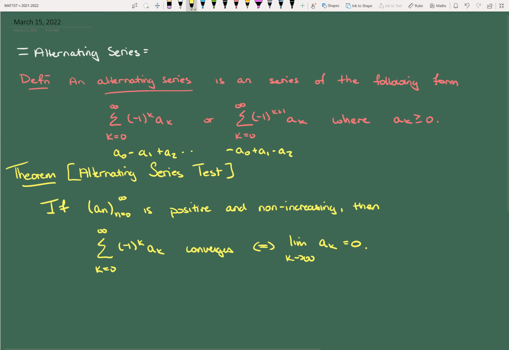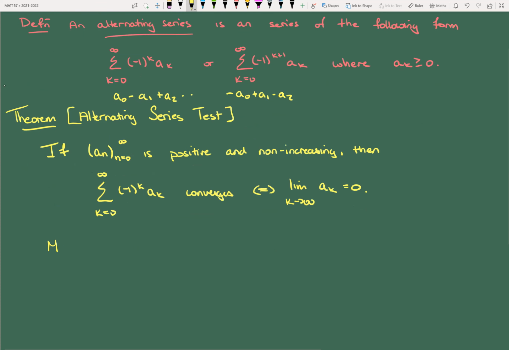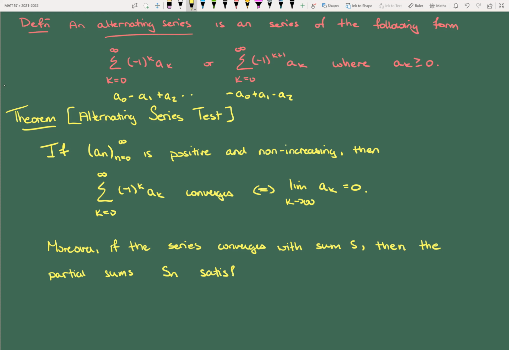Okay, and we do win a little bit of something for free as well. So moreover, if the series converges, then, let's say with some S, I need to be able to refer to it, then the partial sums Sn satisfy this identity. Is it less than or equal to? No, because I say the terms are positive, so it is strictly less than. We can double check that. Maybe it's less than or equal to. We'll double check it when we do the proof.